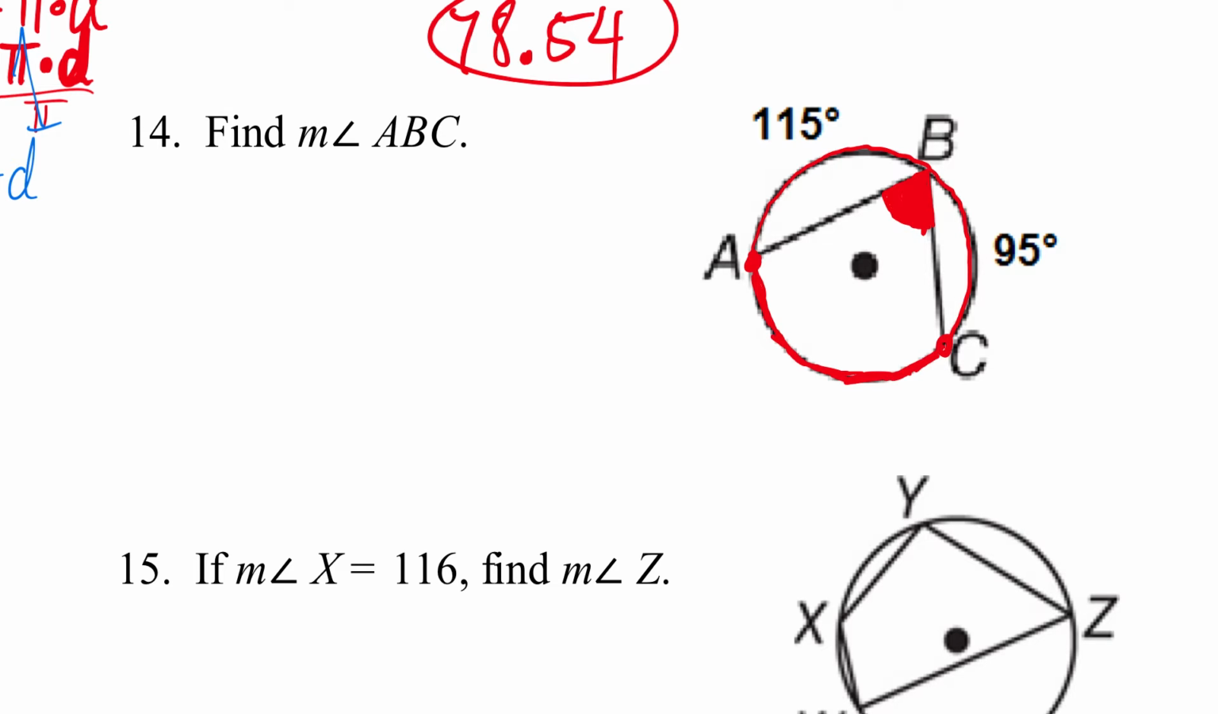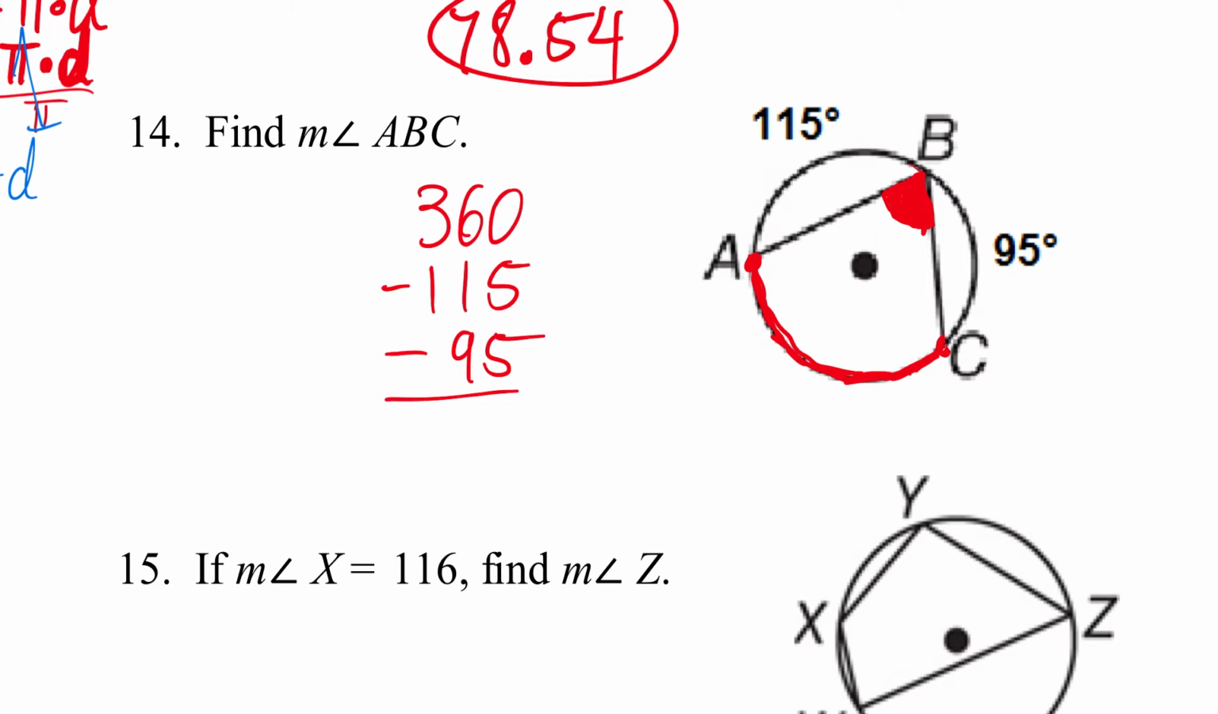So how am I going to find the arc from A to C? The whole distance all the way around is how many degrees in a circle? 360. So I'm going to take 360 and subtract 115, subtract 95. 360 minus 115 minus 95 is what? 150. And that's talking about this arc right here.